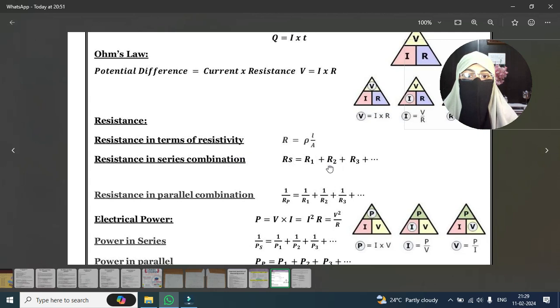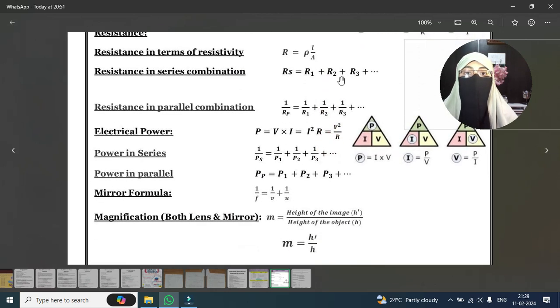Then in series combination, how the effective resistance is given, and in the parallel connection, how the effective resistance is given, and in electric power, how the same triangle is used. P is equal to IV, then I is equal to P by V, and V is equal to P by I. Okay, how is the power segregated when it is in series and in parallel.